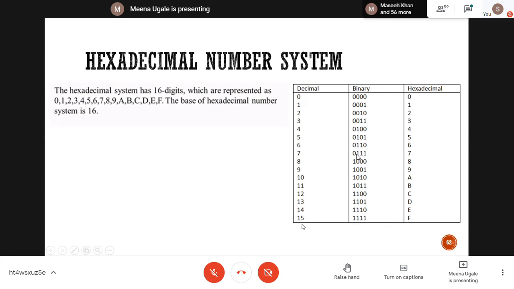After 15, for the next numbers, I will be writing 10, 11, 12, 13, 14, likewise. So these are the notations used for the hexadecimal system. This is to the base 16. I'm starting from 0 to 9. For 10 to 15, I will be using A, B, C, D, E, F. And then the next numbers. Okay.